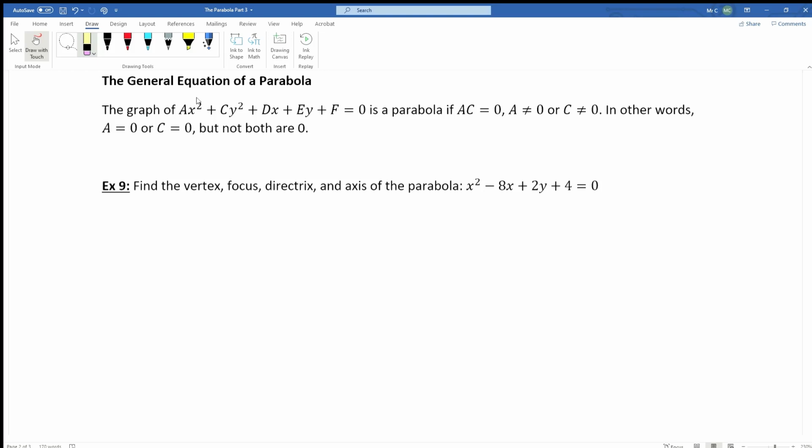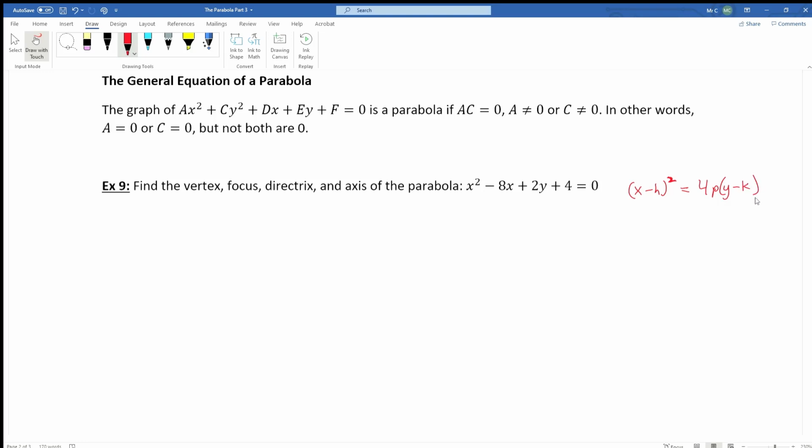Now, if we have an equation for a parabola in this form, it might be a little bit tougher to actually find our standard equation, graph it, etc. So we have to do a little bit more work. Let's take a look at an example of that. Find the vertex, focus, directrix, and axis of the parabola x squared minus 8x plus 2y plus 4. In this case, we're going to have to do what's known as completing the square, because we want to put it in the form. Since we have x squared here, we're going to want to end up with (x minus h) squared equals 4p times (y minus k).